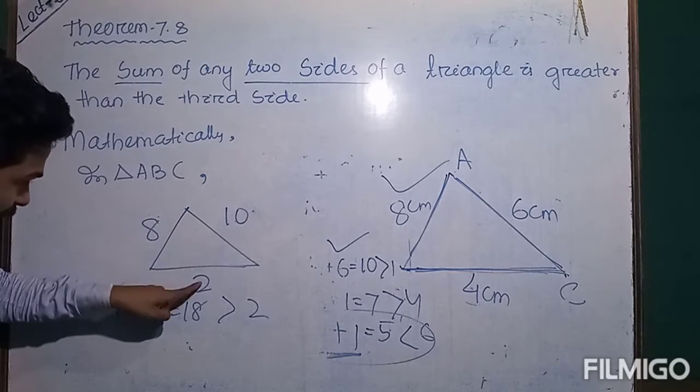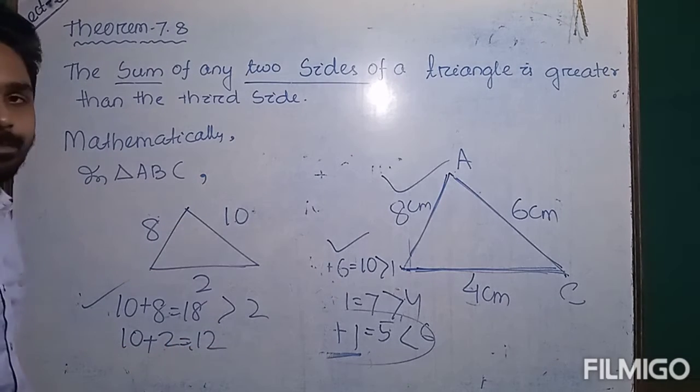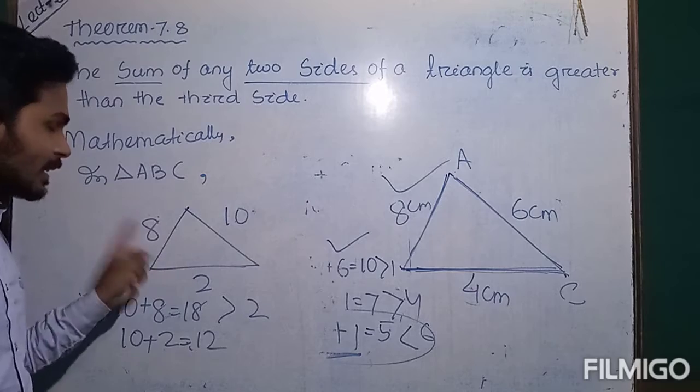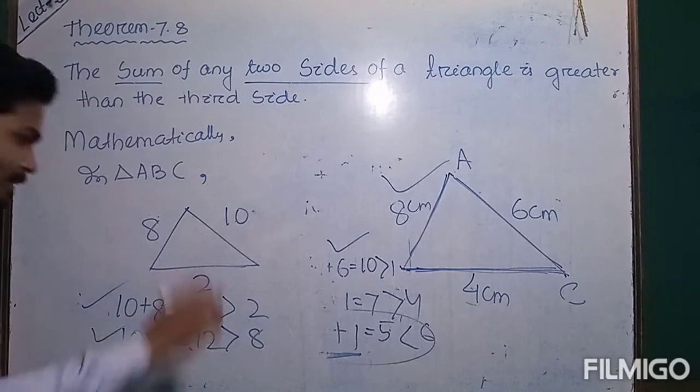Let's take this side and this side, 10 and 2, and add them. We get 12. Then is 12 greater than the third side, 8? Definitely greater than 8. So it also satisfies.